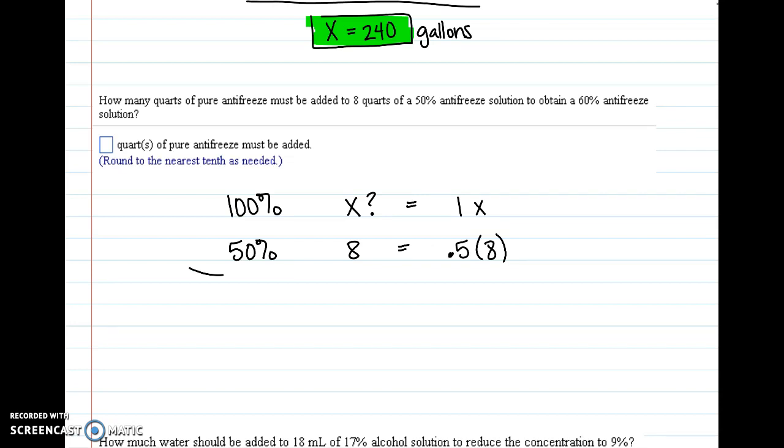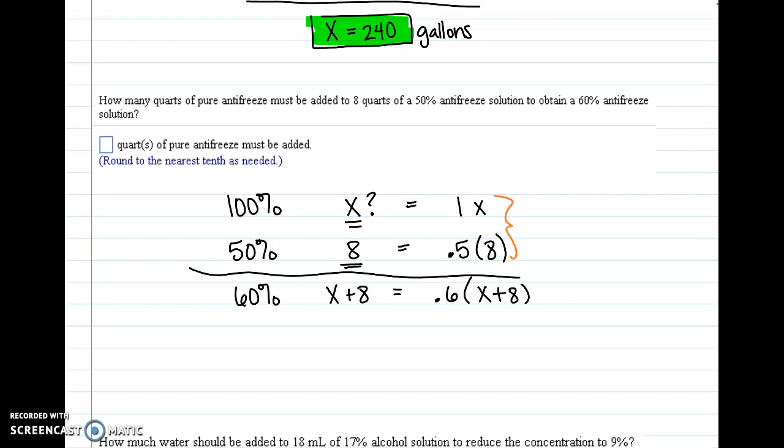Okay, and I want a solution that is 60%. How many quarts am I going to have? 8 quarts plus X quarts is X plus 8 quarts. So that's going to give me 60% or 0.6 times X plus 8.